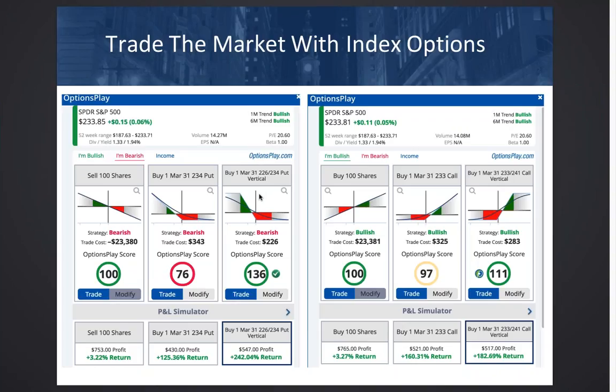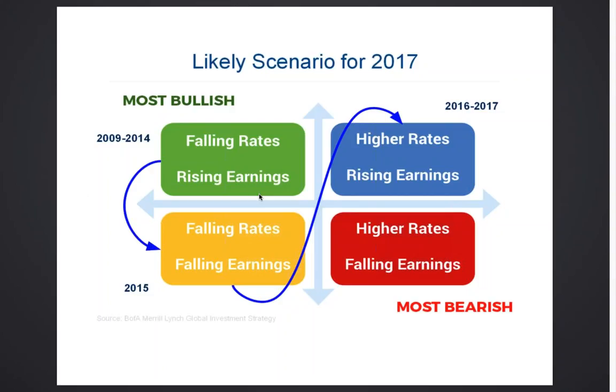Now, here's the likely scenario for 2017. This is courtesy of Bank of America Merrill Lynch Global Strategy. We're going to go back to the beginning of the bull market. Market bottomed out in March of 2009. The Fed stepped in and dropped interest rates and started stimulating the economy. So for 5 years, we were in the most bullish scenario.